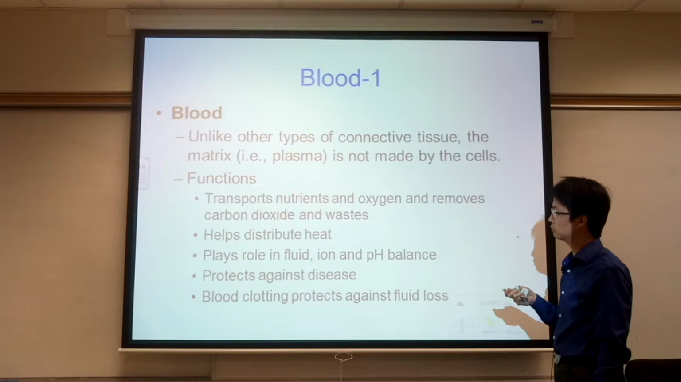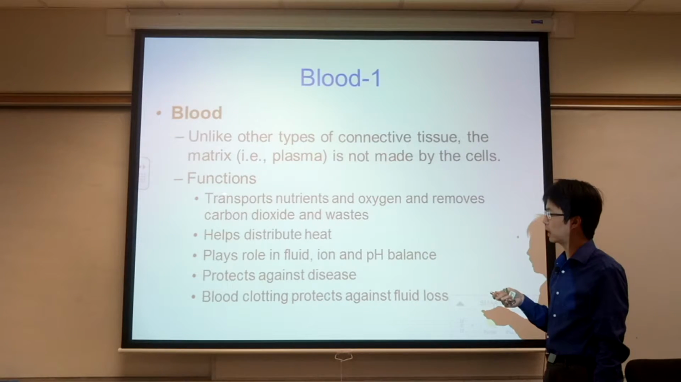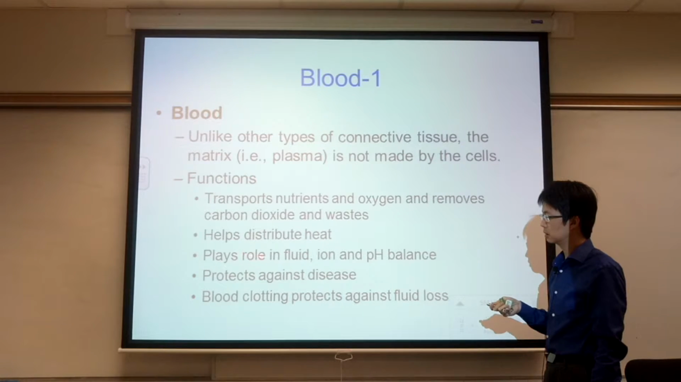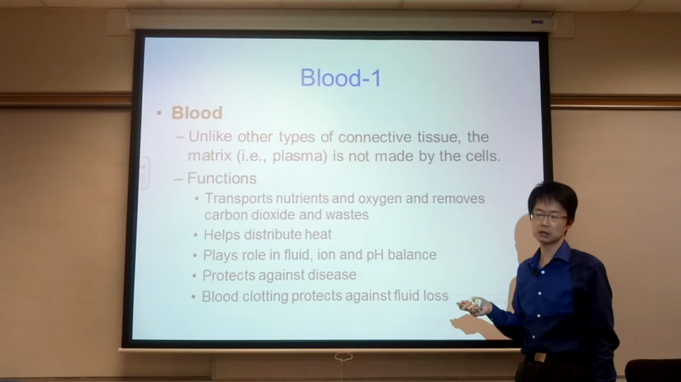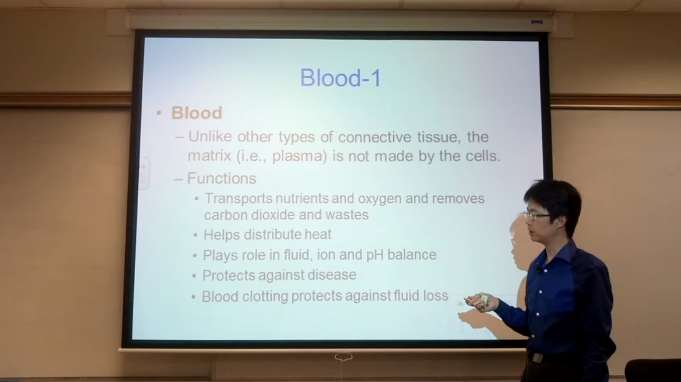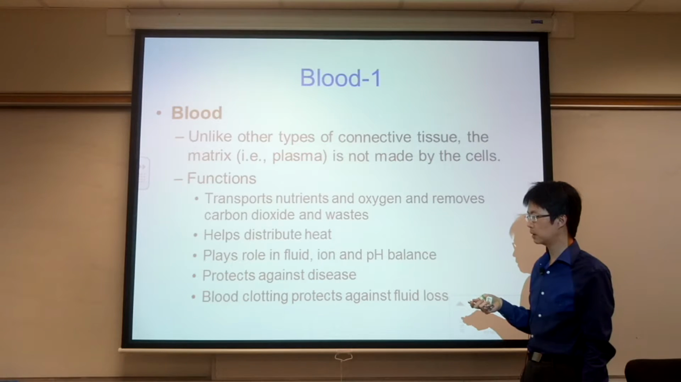The function of the blood is to transport nutrients, namely glucose and amino acids, and oxygen, and remove carbon dioxide and metabolic waste. They help to distribute heat. They play a role in fluid, ion, and pH balance. pH balance is important. In the blood, we use bicarbonate ion to maintain the pH level. Fluid balance, you will learn more about when we talk about the urinary system.